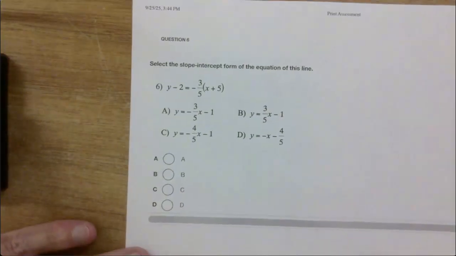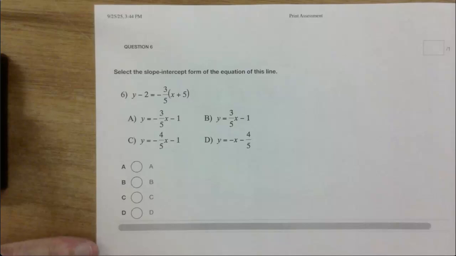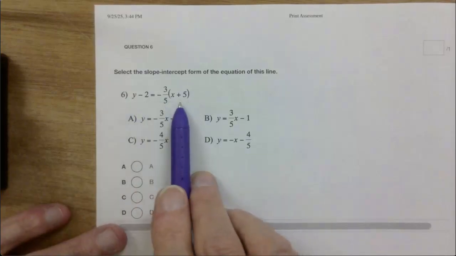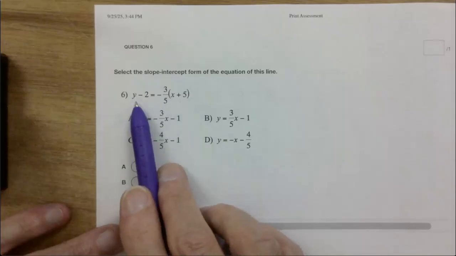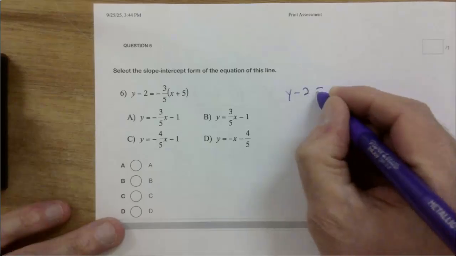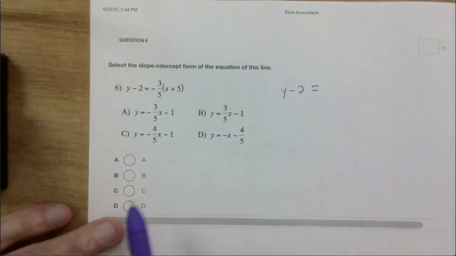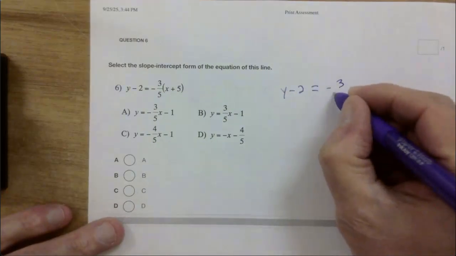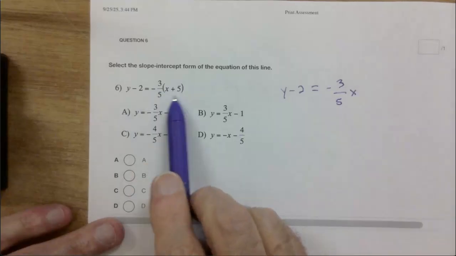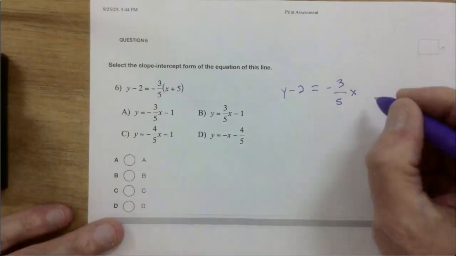Again, slope-intercept form. First, get rid of the parentheses. Again, because this is point-slope form, and I want to solve for y. So first just leave the y minus 2 on that side and get rid of the parentheses. So this is going to be negative 3/5 x, and then negative 3/5 times 5 is just going to be negative 3.